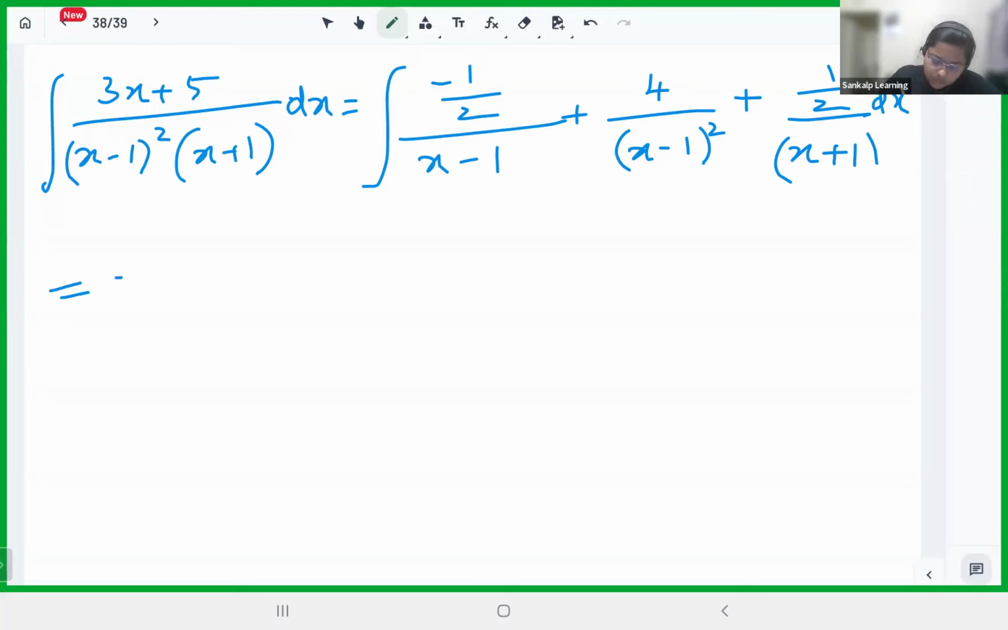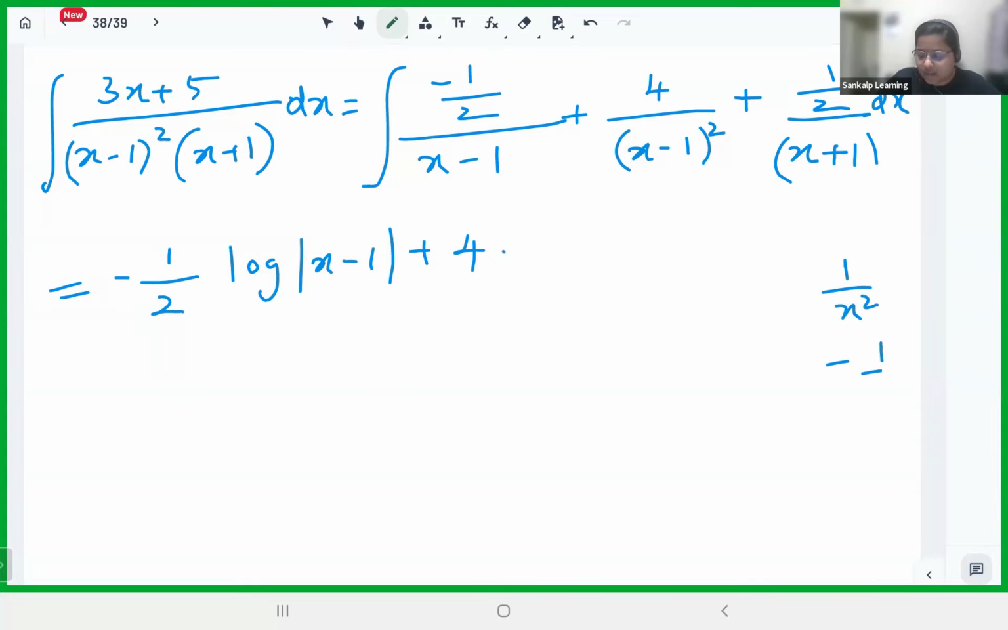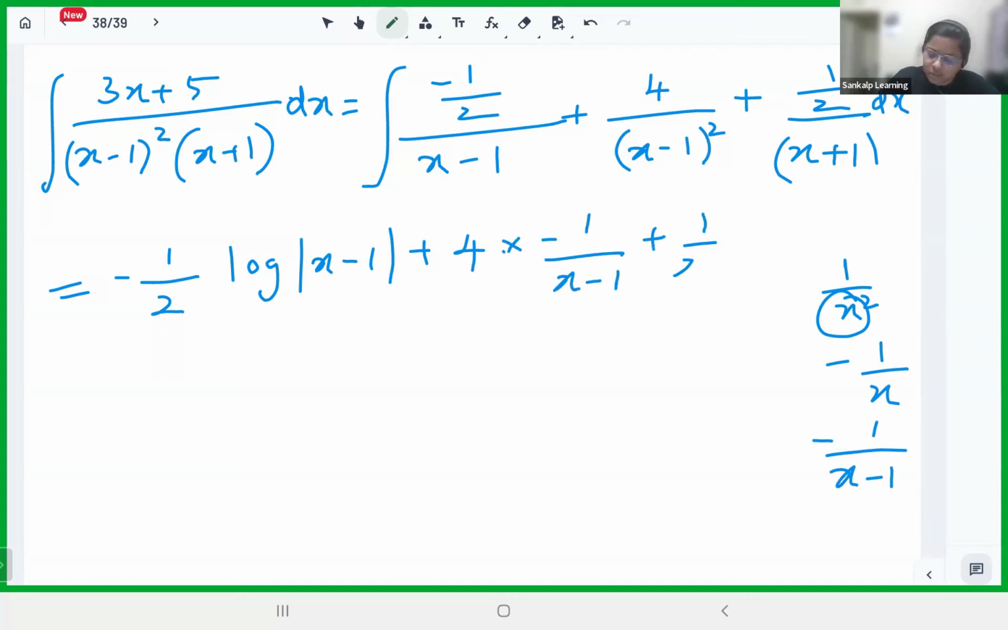So this is equal to minus 1 by 2 log mod x minus 1, plus 4 into the integral of 1 by x square. What is the integral of 1 by x square? It is minus 1 by x. Here, in the place of x, it is x minus 1. It is a linear polynomial, so the derivative of x minus 1 is 1. So it is minus 1 by x minus 1, plus 1 by 2 log mod x plus 1 plus c.